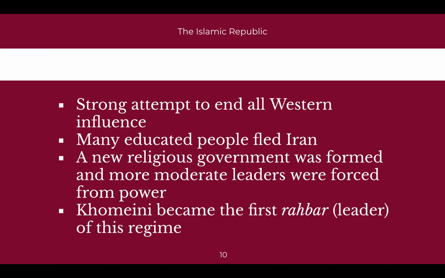Under Khomeini, there's a really strong attempt to end all Western influence. And at this time, many of the educated people in Iran flee. A new religious government is formed, and more moderate leaders, in fact, some of those who would have been considered quite conservative, if they were too much on the moderate side, were actually forced from power. So Khomeini determined that only the most conservative leaders would be in power, and he becomes the first Rahbar, or leader, of this regime.